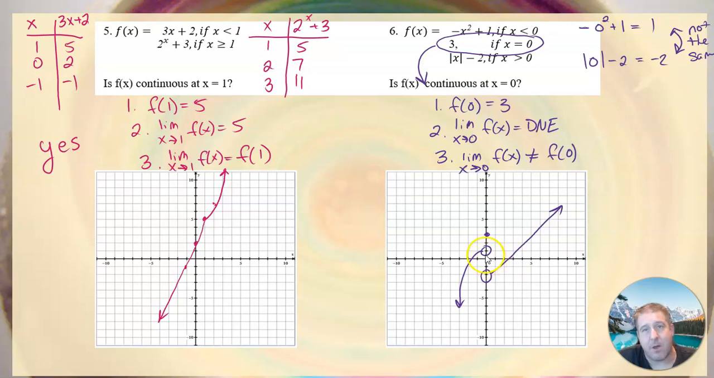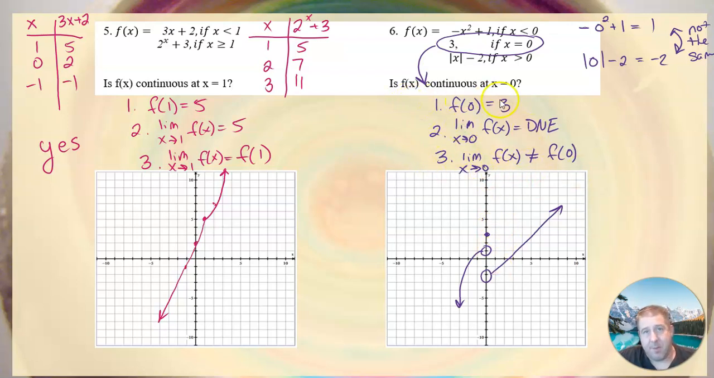Does f of 0 exist? Yes. It's all the way up here at 3. Does the limit exist? No. Clearly, these two pieces on the left and the right-hand sides are approaching 2 different heights. The one on the left is approaching a height of 1. The one on the right is approaching a height of -2. They're not the same. And I could have done that just by plugging the numbers into the two equations as I did up here. Even if I didn't have the graph, I could have proved it algebraically. And therefore, 3 is not the same as D and E, so the third one is not true either.